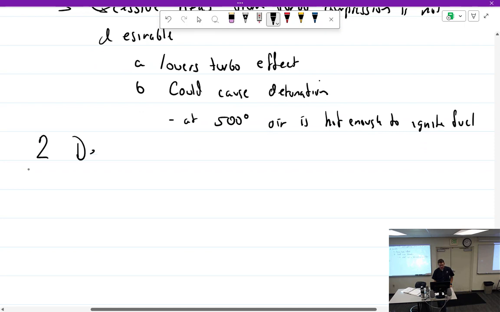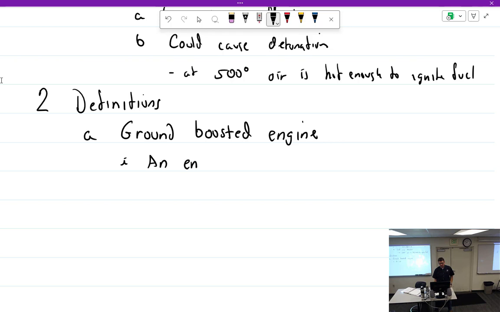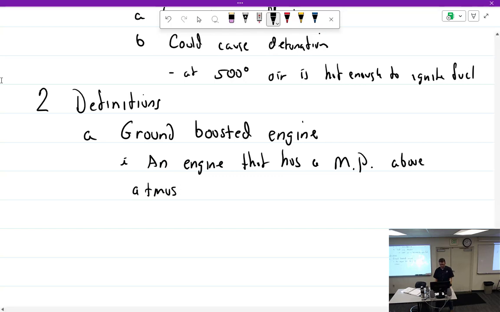All right, talk about some definitions. Density now. All right. A ground boosted engine. So ground boosted engine, that's what I wanted to say. That is an engine that has a MAP, which stands for manifold pressure, above atmospheric on the ground.